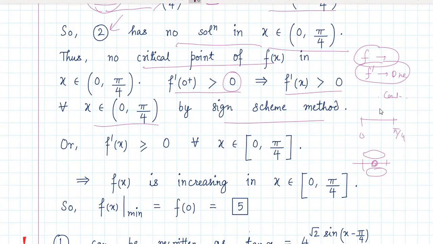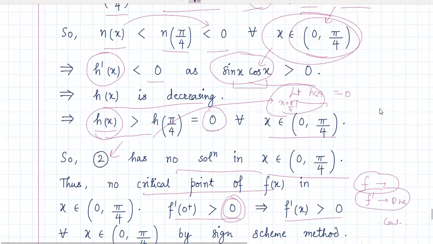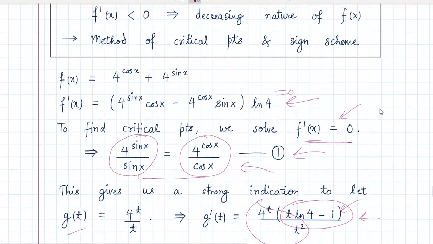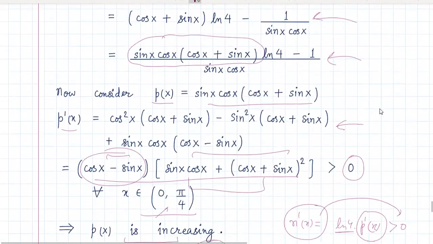So since at 0 plus it is a positive quantity, we can easily observe. Just put in 0 plus here in the f prime expression, and you will see that this becomes 0, this becomes 1, and 1 into ln 4 is greater than 0. So basically that's what we have done.